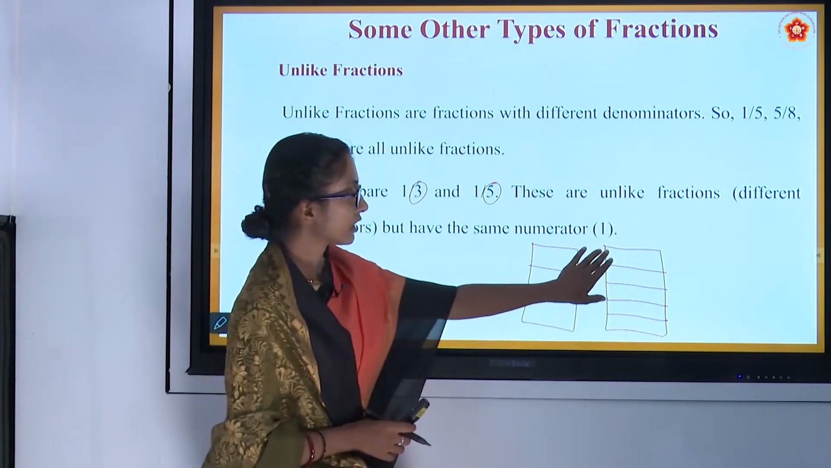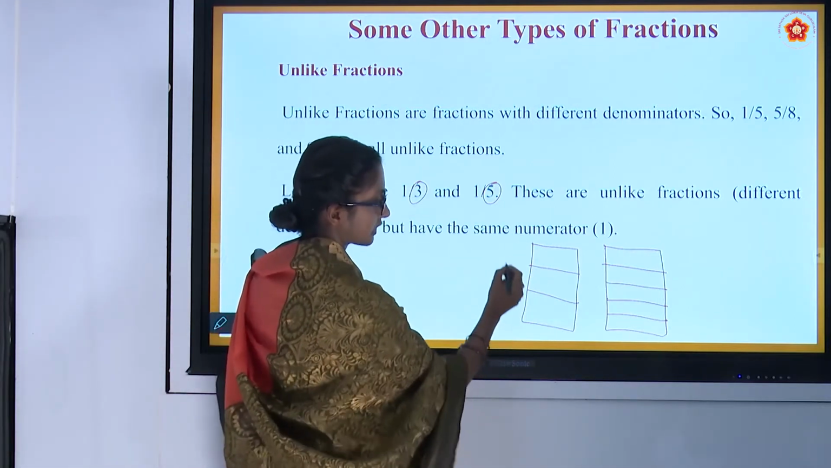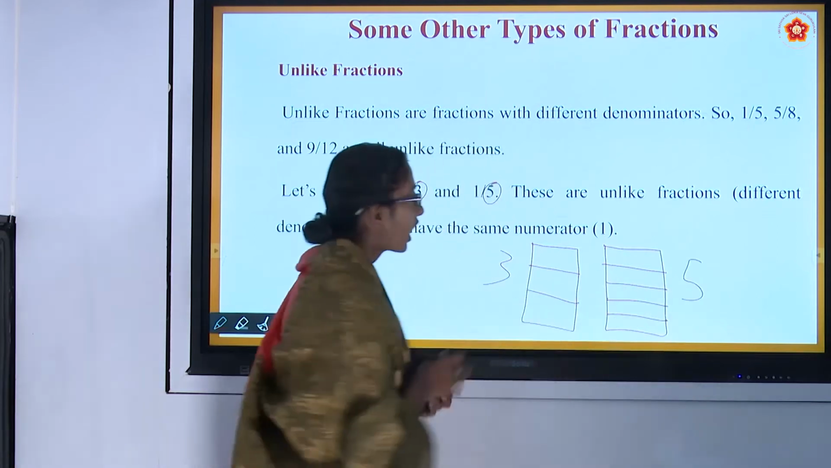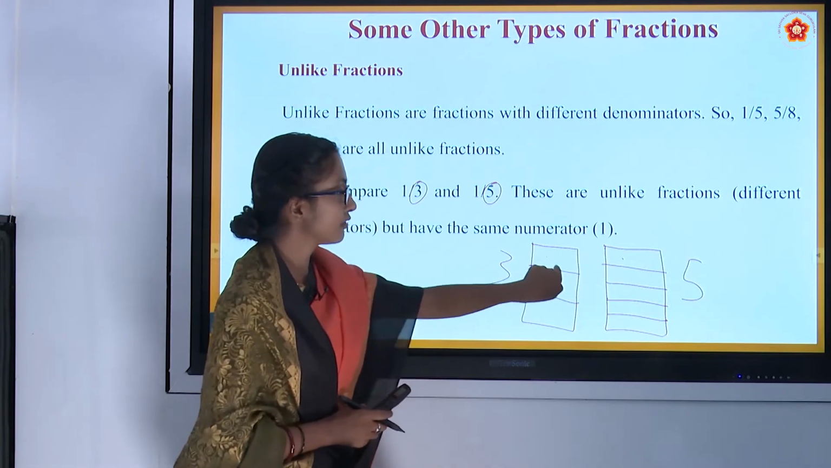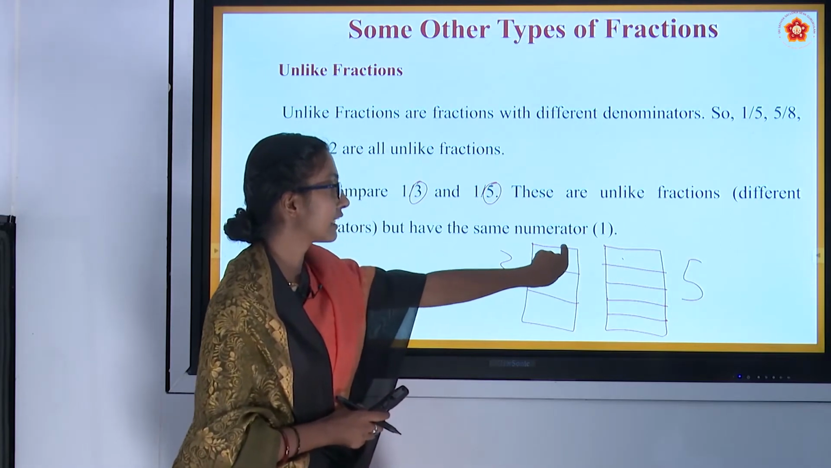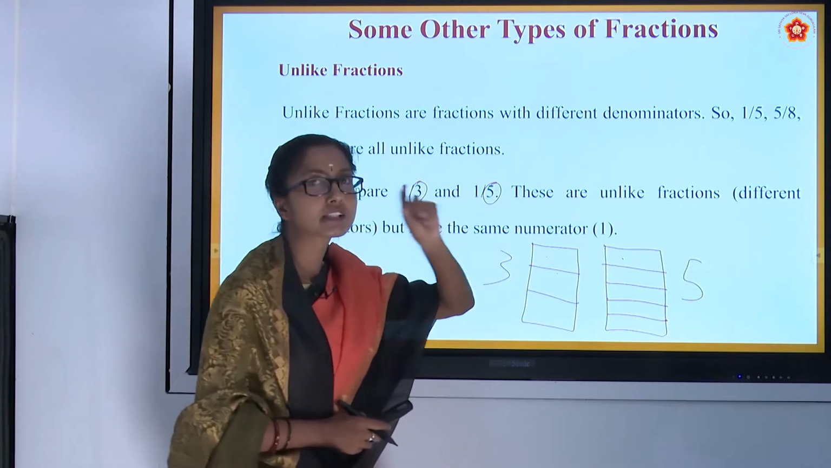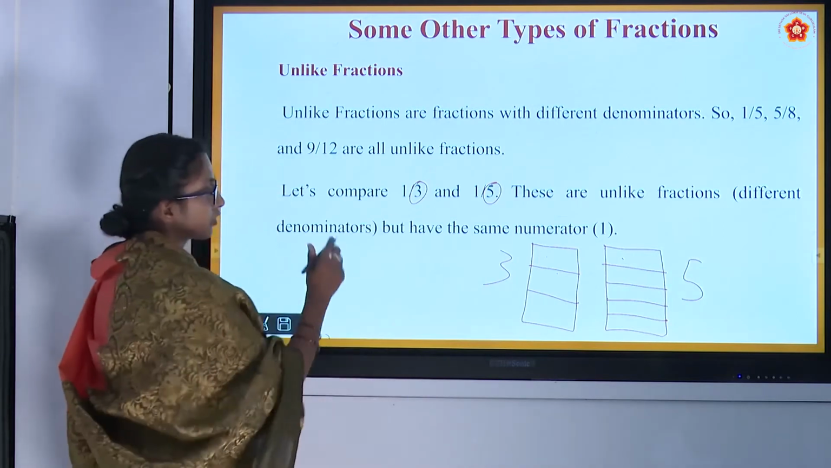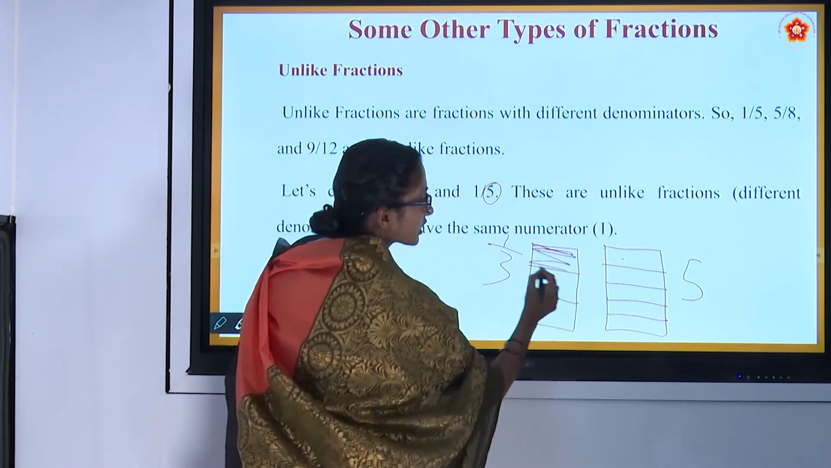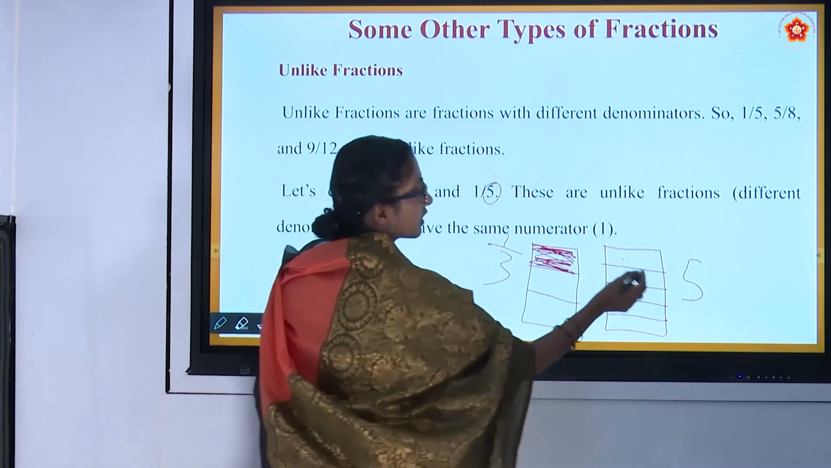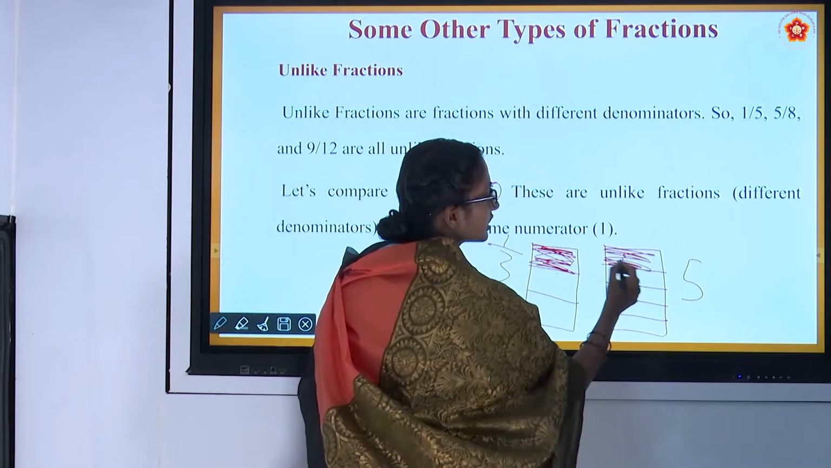When you compare each part, in 1 by 3 these are 3 parts and these are 5 parts. Among these 3 parts and 5 parts, if you consider one part each and start comparing, the size is bigger in 3 divisions. In 5 divisions, each part size is smaller. For 1 by 3, one part you are going to shade here. And among 5, for 1 by 5, one part you'll shade.